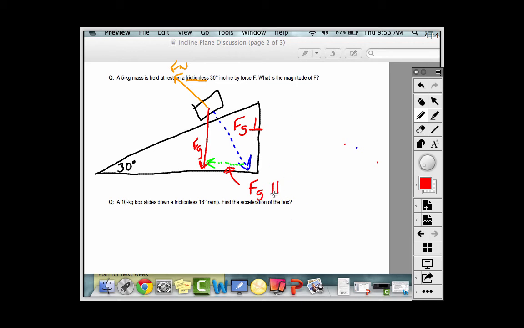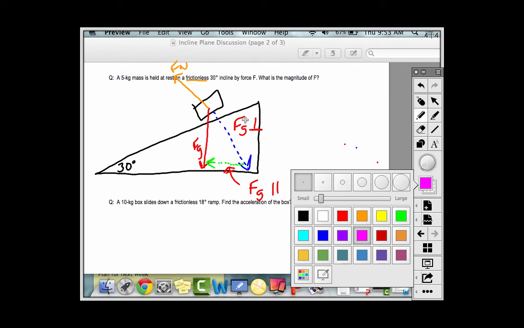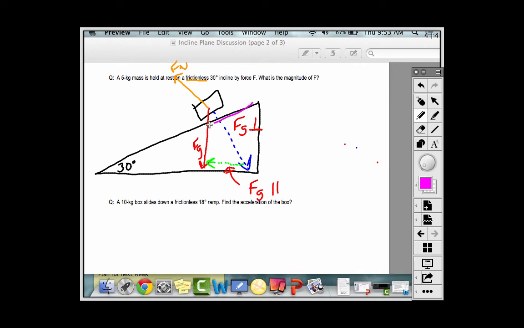I want to solve for each of those components. But before I can solve for that, I need to know, let's do magenta, what is that angle right there? What is theta? Why I think this is such a cool trick is because whatever the angle of the inclined plane is, 30 degrees, that is theta, if you follow my way of doing things. So it's 30 degrees in there.